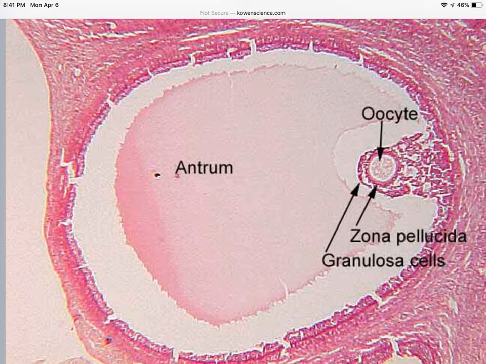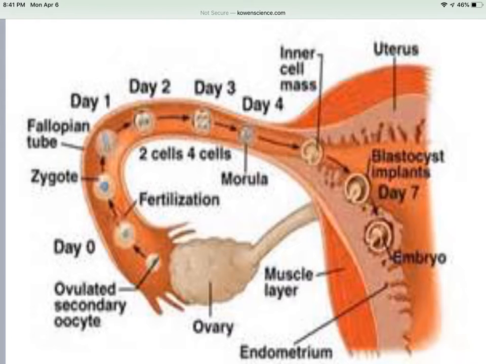That's called ovulation. It will then be picked up by the fimbriae and then moved through the fallopian tube to the uterus. And so here you can see the ovary, we can see the ovulation, and we can see how the oocyte is released, picked up by the fimbriae, and then we can see how it moves to the path where it would reach the uterus.